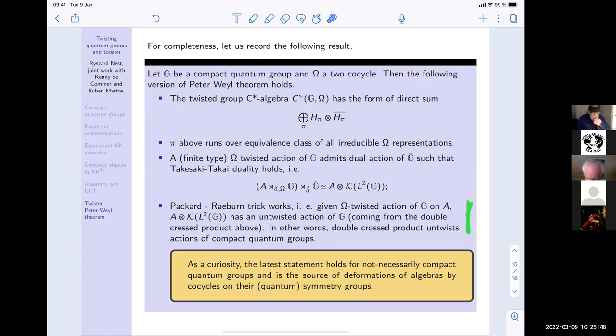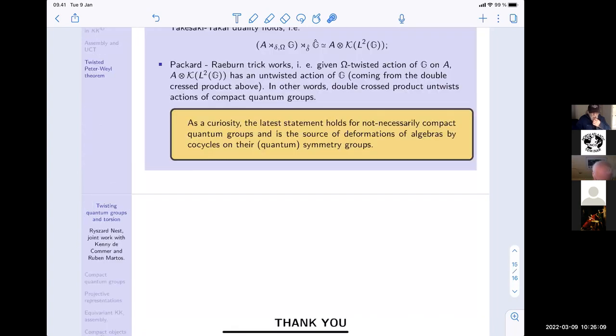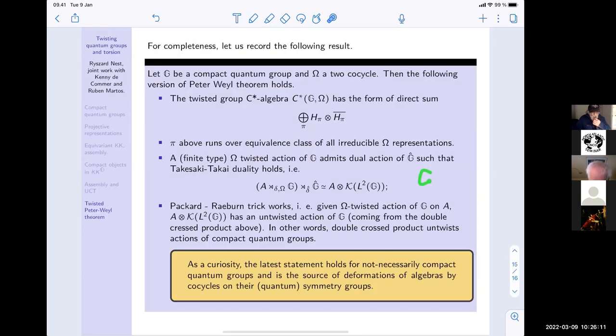So if you start with an omega twisted action, then A tensor compacts has an untwisted action. So you can untwist the action on A tensor compacts. And the way you untwist it, you just use this double cross product. So then G acts on this one again, but without twist, an untwisted action.